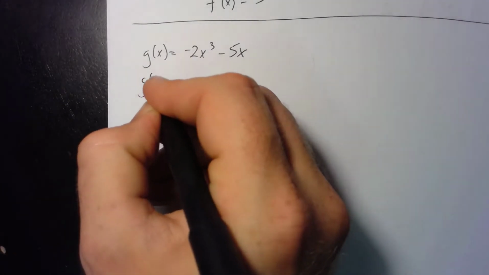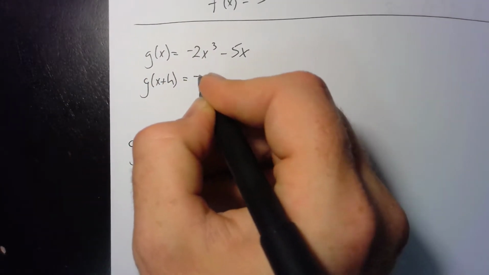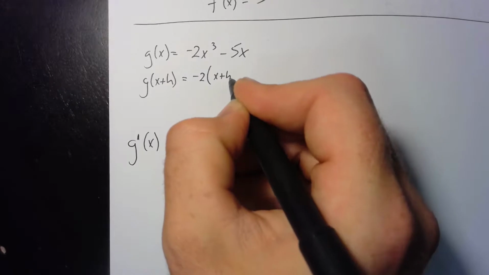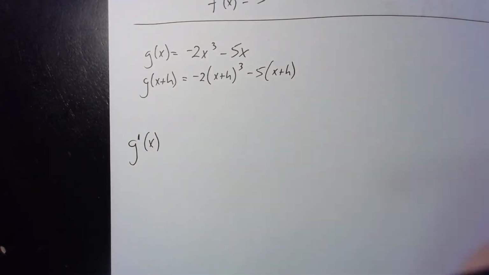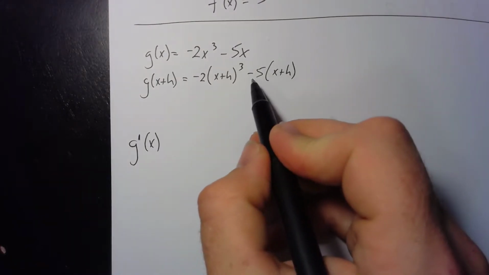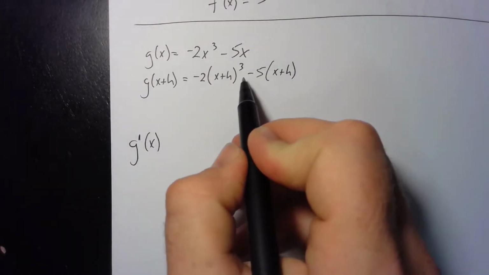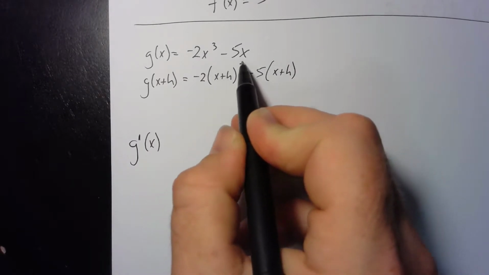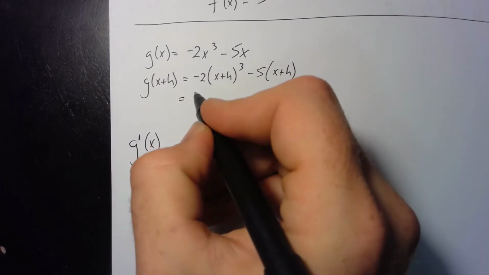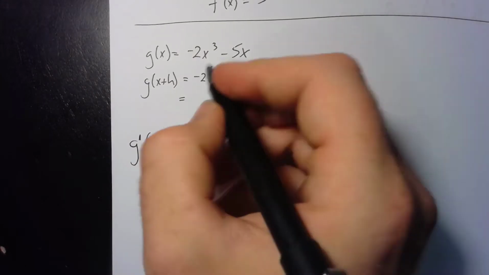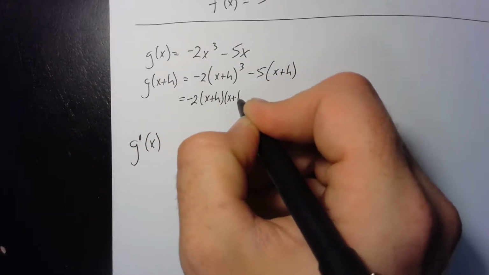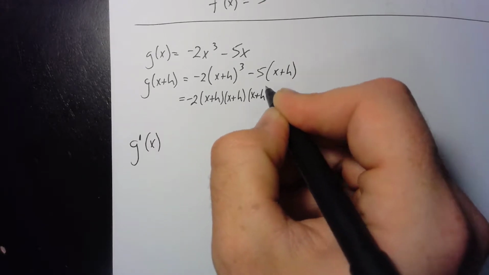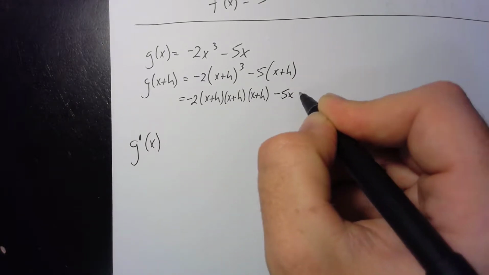So right here, I'm going to go ahead and identify what my g of x plus h is. I'm going to do this outside of the actual limit setup of the derivative, because this particular problem looks much more obnoxious in terms of its algebra. The first step is easy, me just distributing this -5. This step over here, I'm going to have to actually write this thing 3 times. So it'll be something along the lines of this, and I'm going to move it over here once I get there. -2 times x plus h times x plus h times x plus h minus 5x minus 5h.